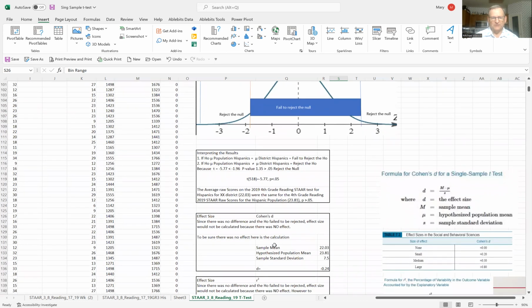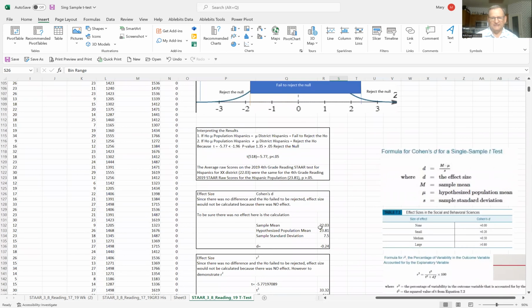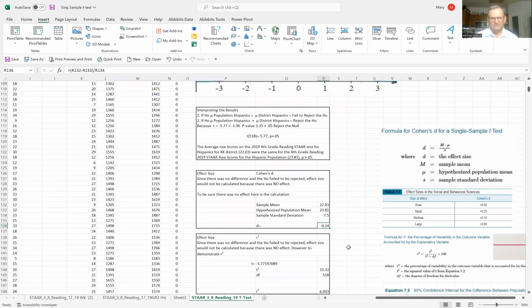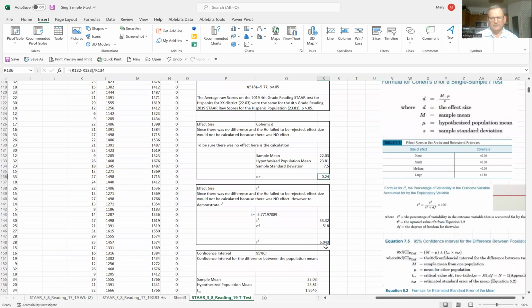And so when I went to do Cohen's d, single sample tests to verify, use the sample mean of 22.03 and our hypothesized population mean of 23.81, the standard deviation. So we got a negative 0.24. So since the size of the effect was less than 0, then that should have had no effect. However, when I calculated the R square, I got a 6.043.